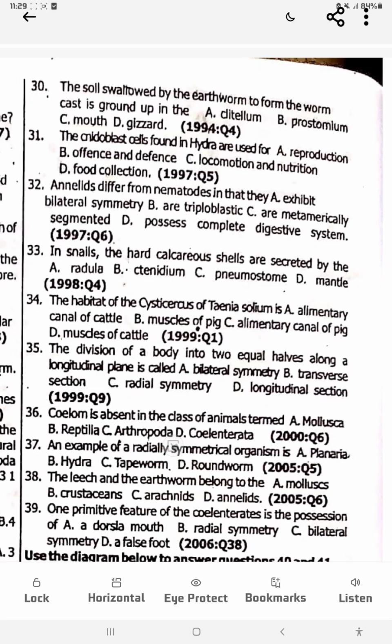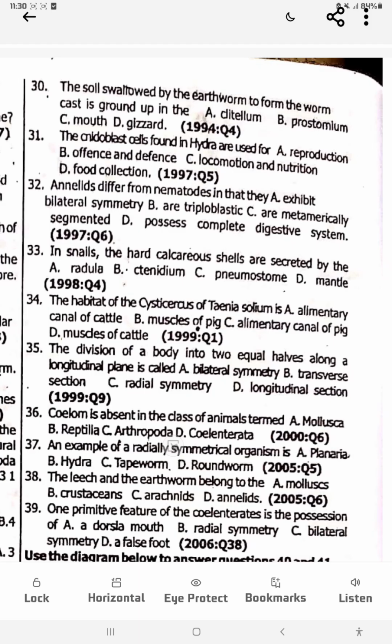Next, pseudocoelomate. Pseudocoelomates, e.g. false body cavity, example nematodes. And lastly, coelomates. You say, why do you pronounce it that way? So they call them coelomates. True body cavity, example annelids.